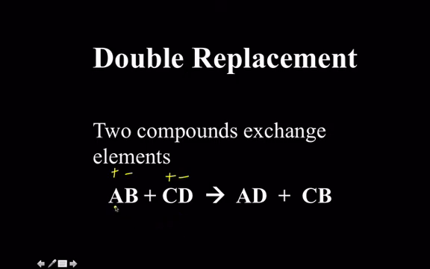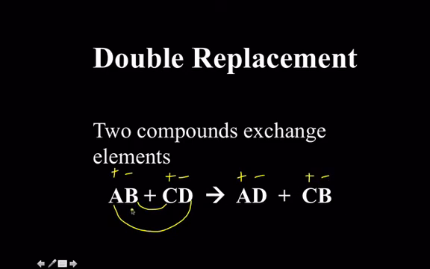So when we're doing these double replacement reactions, the outsides will always go together and the insides will always go together. So the A will always join with the very end of the final compound, and the C will always join with the end of the first compound. And that's how we ended up with these over here, because remember A was positive, D is negative, C is positive, and B is negative.